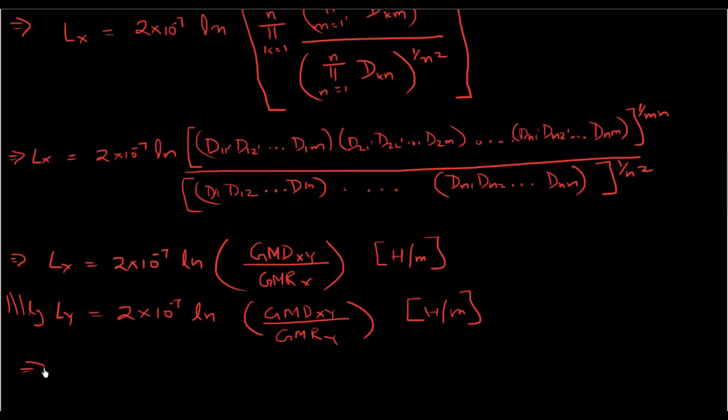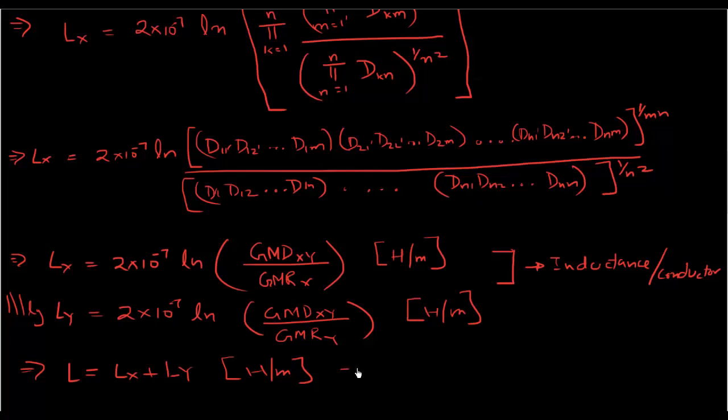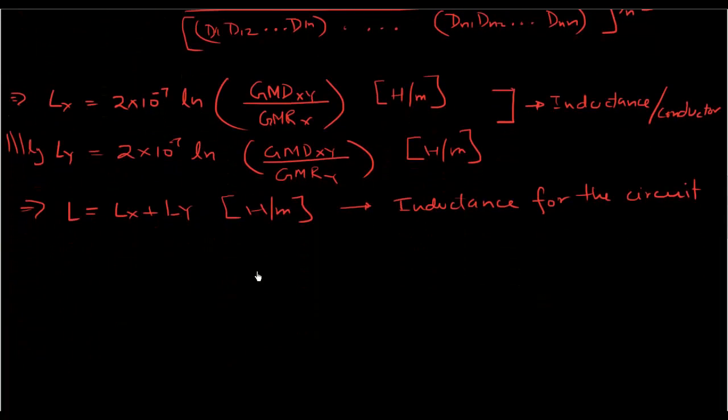And then you have the total. So this is inductance per conductor, and then you have L, which is Lx plus Ly, Henries per meter, and this is inductance for the circuit. And we move forward from there, so I will just summarize what the GMD and GMR are.